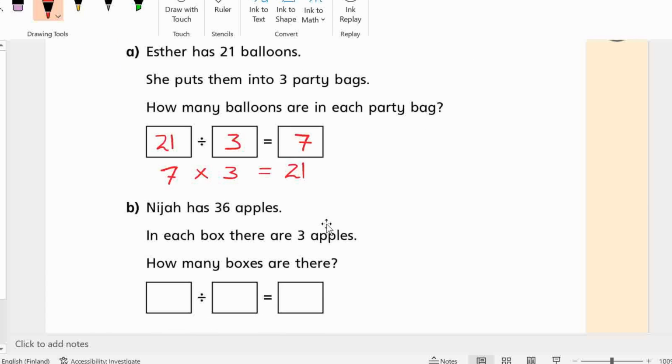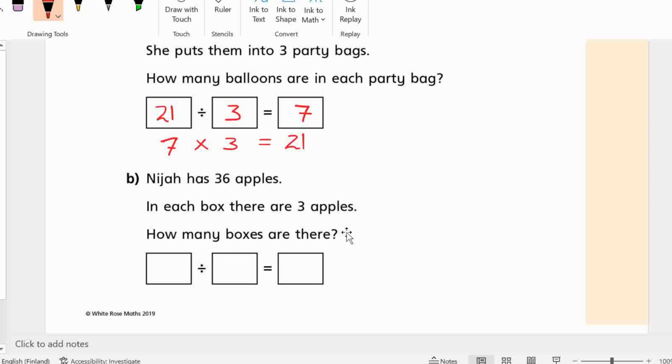Niger has 36 apples. In each box there are 3 apples. How many boxes are there? So this one, we have to put what number here? 36. In each box there are 3 apples, so we're dividing by 3. What's 36 divided by 3? How many times does 3 go into 36? 12, good. Because we know 10 times 3 is 30, but we have to get to 36, so we need another 2 times 3 to make the 6. Then we get our 36.